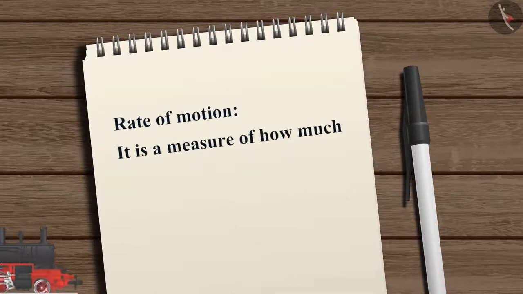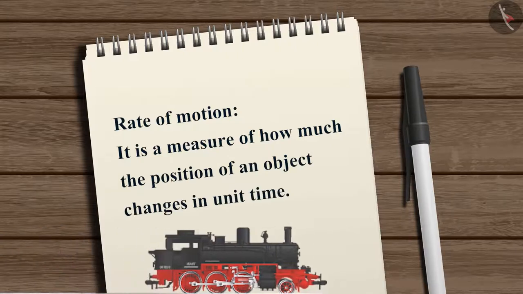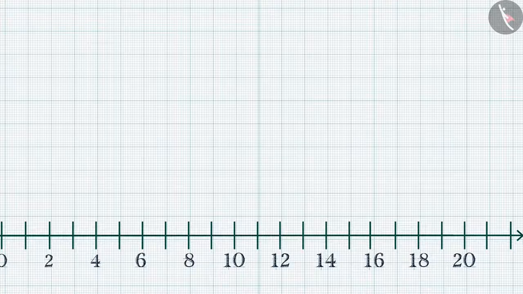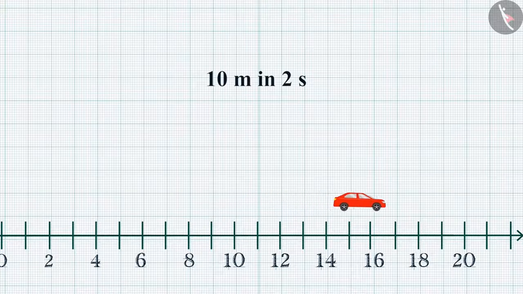Let's first understand what we mean by rate of motion. It is a measure of how much the position of an object changes in unit time. For example, consider a car in motion starts from the origin. After 2 seconds, it reaches at the position 10 meters away. In the next 2 seconds, it covers again 10 meters. We can observe that as time passes, its position changes. The change in the position is 10 meters in 2 seconds of the time interval.